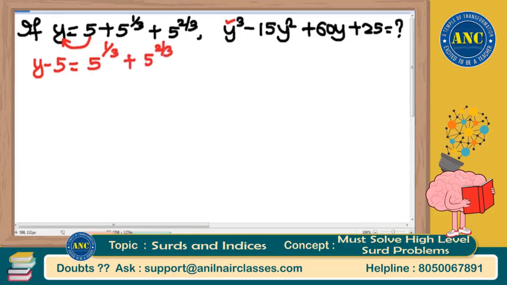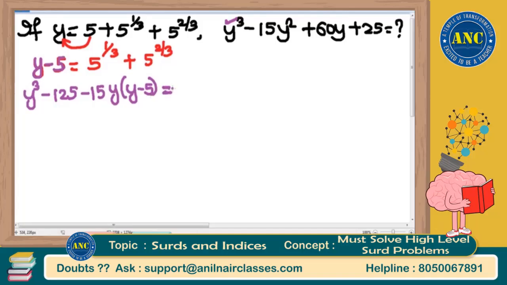Now simplify by cubing. Sir, why should I cube? Because I need y cube. As simple as that. If I cube it, y minus 5 whole cube, a minus b whole cube is a cube minus b cube minus 3ab into a minus b. 5 cube is 125, and 3ab is 3 into 5 into y, it is 15y into a minus b. A minus b is y minus 5.